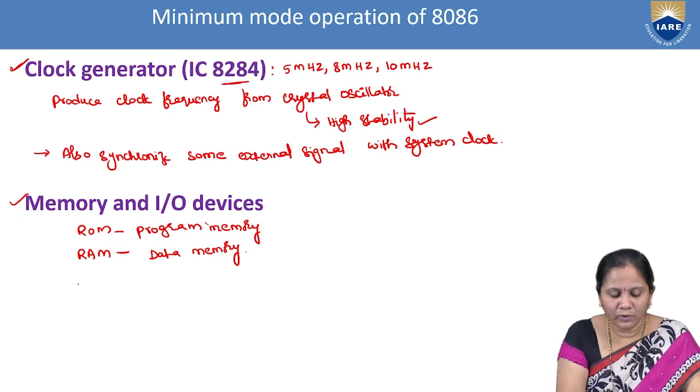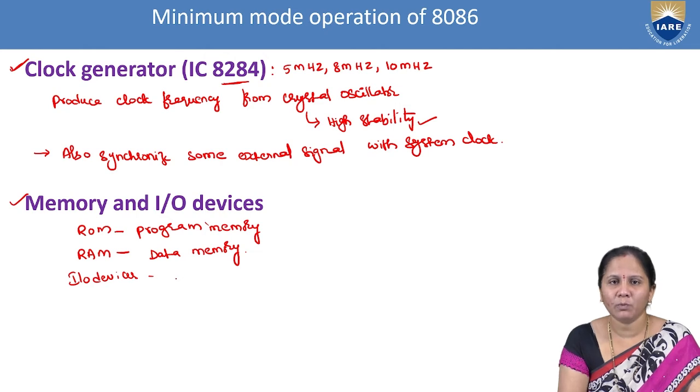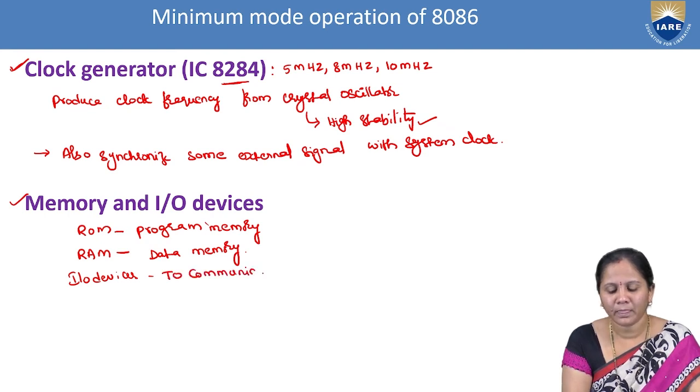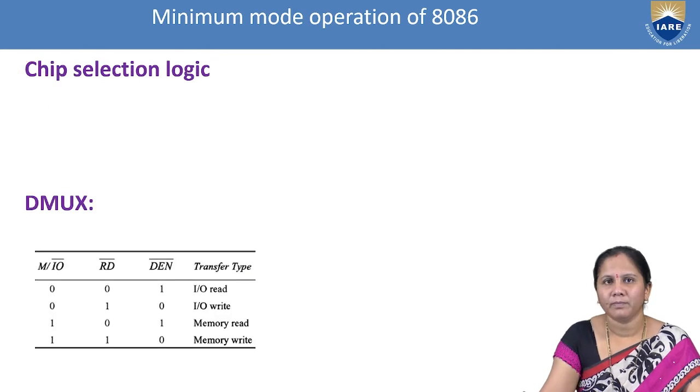Out of all these, we also have I/O devices here. The main purpose of these I/O devices is to communicate with the microprocessor.